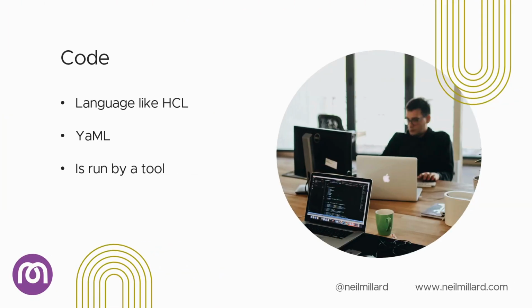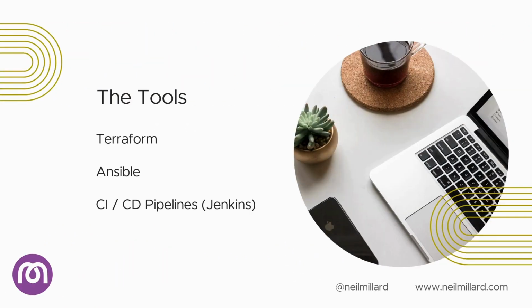So what does the code look like? I said infrastructure as code, we've covered the infrastructure, and now we're on to the code. Well, some tools come with their own language, like HashiCorp, and other tools just use YAML. It depends on the tool that you're using. So let's talk about the tools. We got Terraform, Ansible, and stuff to run the pipelines, like a Jenkins server.